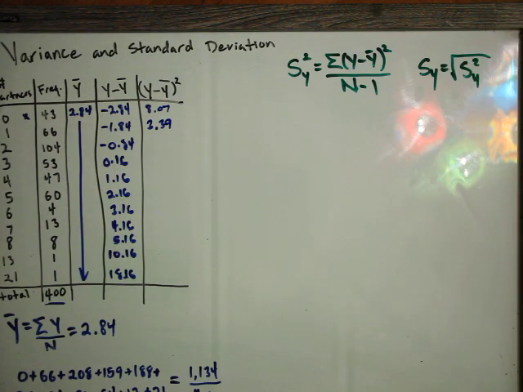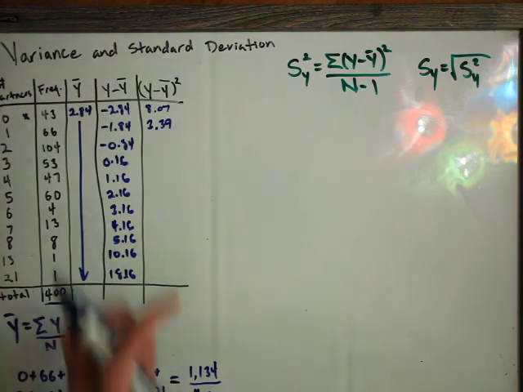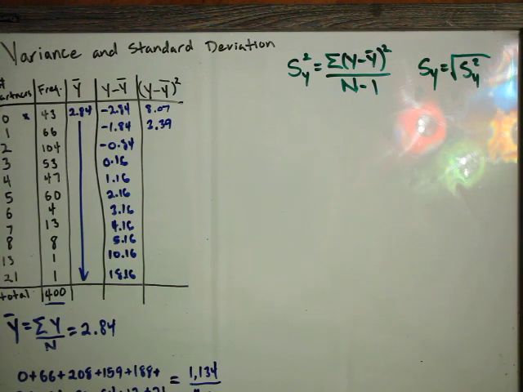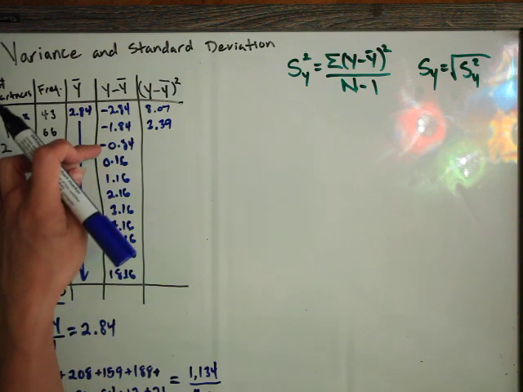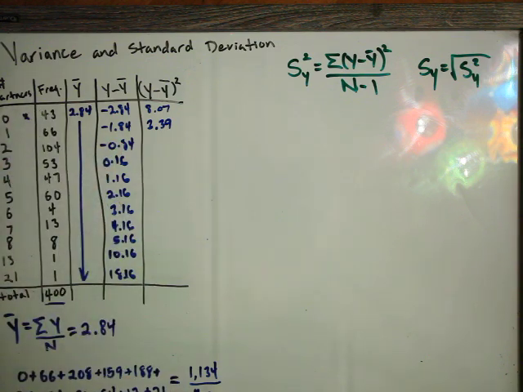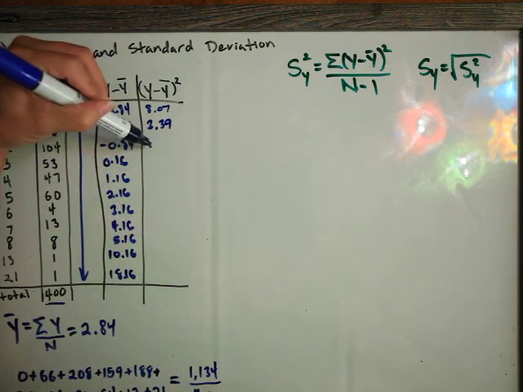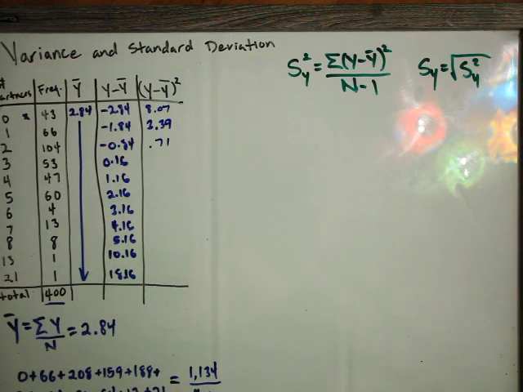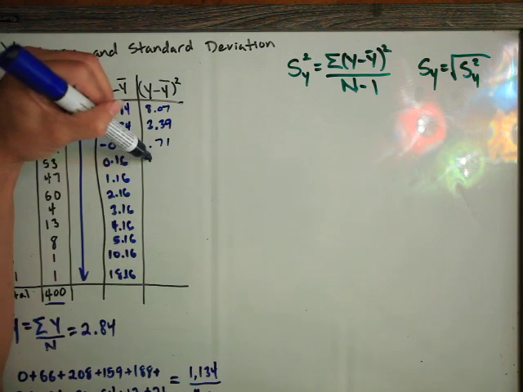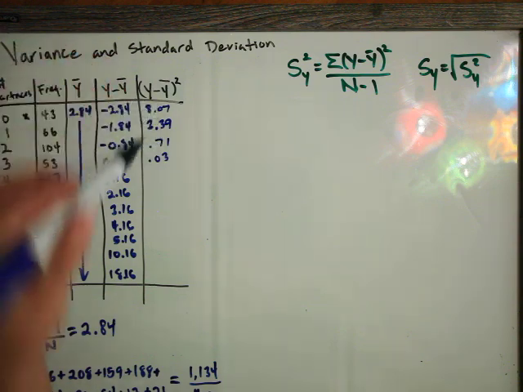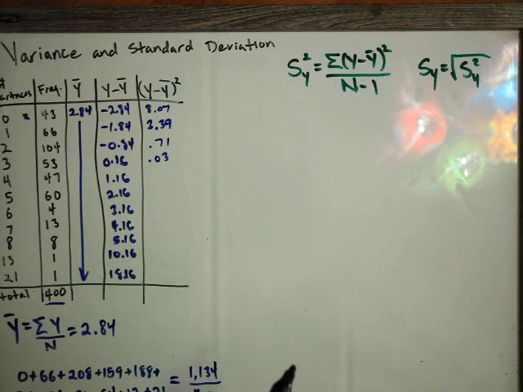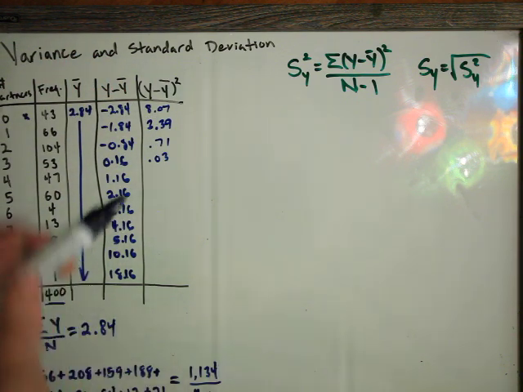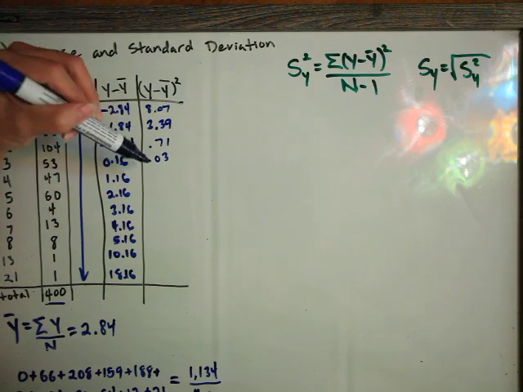So what we're doing right now is we're calculating y minus y bar squared for the calculation of the variance formula. So right now we're on negative 0.84 squared, which gives us 0.71. Alright, now we're going to move on to 0.16 squared, which gives us 0.03. Now 1.16 squared, that's going to give us 1.35.